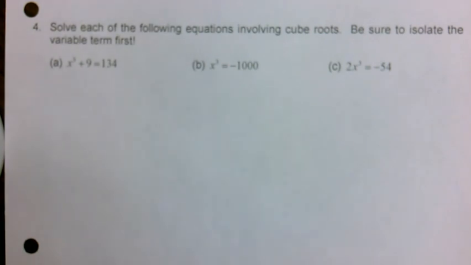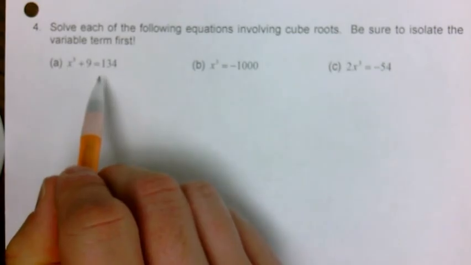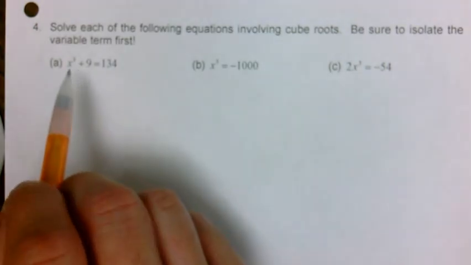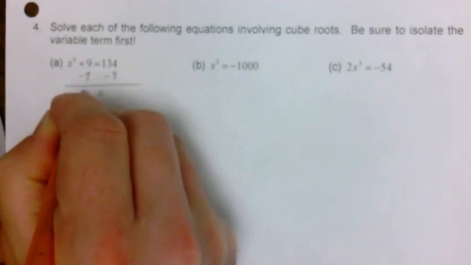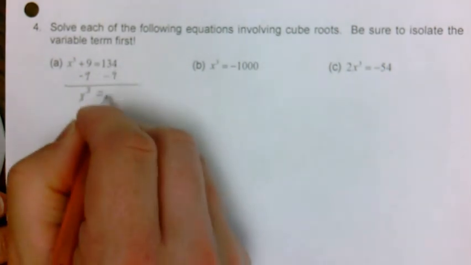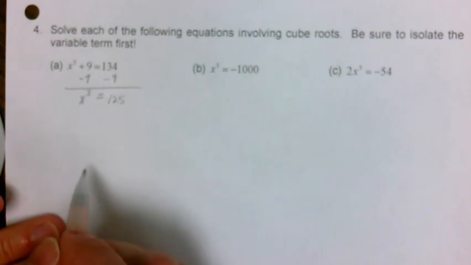Now that we've done a nice review of cube roots, let's solve some equations where the variable has been cubed. Be sure to isolate the variable term first, just like we have done in our previous equations. Here we have x cubed plus 9 is equal to 134. We've got to get x cubed alone, so we've got to isolate it. It has this constant of 9 next to it, so we're going to subtract 9 on each side. That gets x cubed by itself on the left, since 9 minus 9 is 0, and 134 minus 9 is 125. So x cubed equals 125.